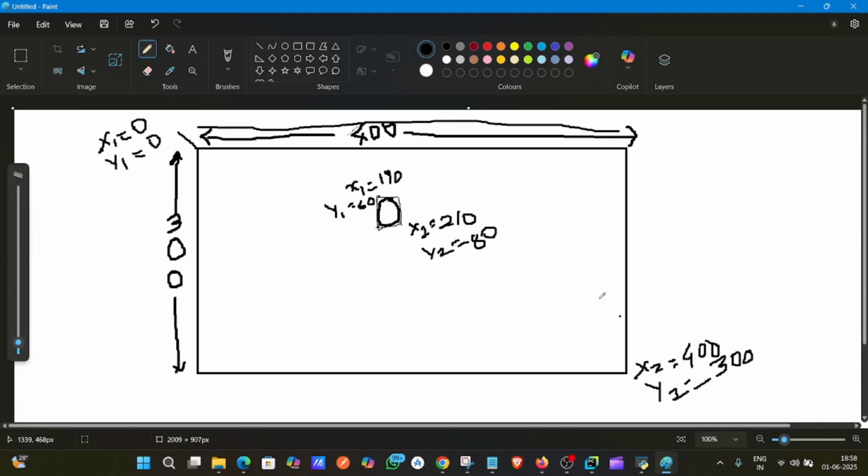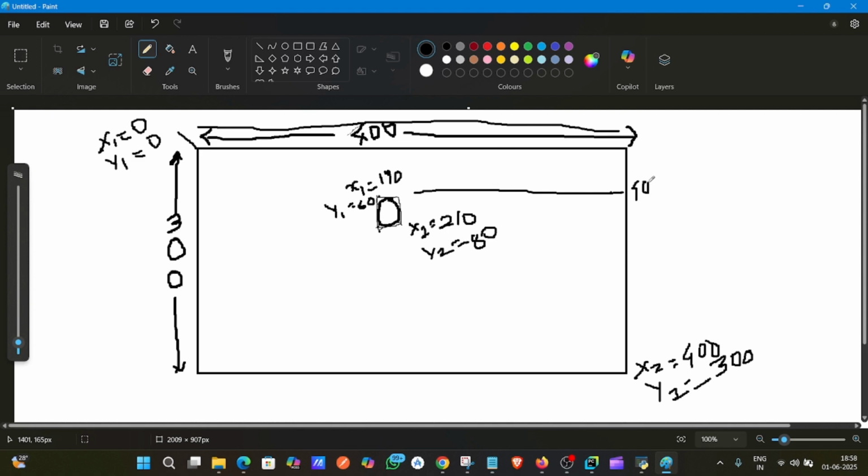Now please listen very carefully. While we move this ball, suppose the ball started here, and suppose the ball is initially moving in this direction. So this x2, we should ensure that this x2 should never be more than the width of the screen. So it should never be more than 400.